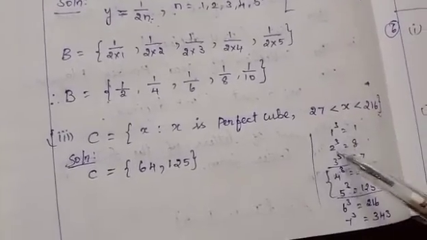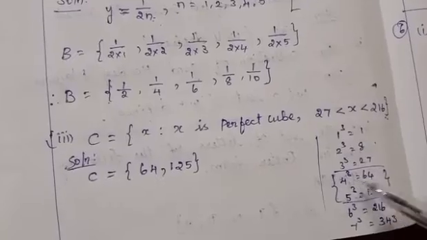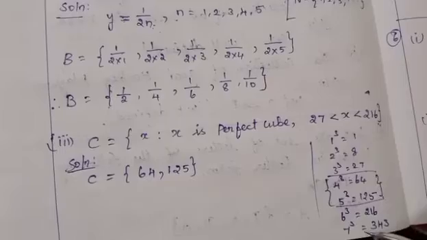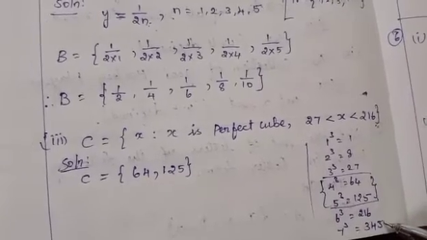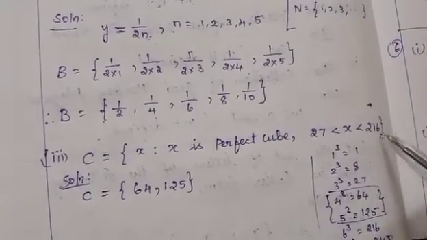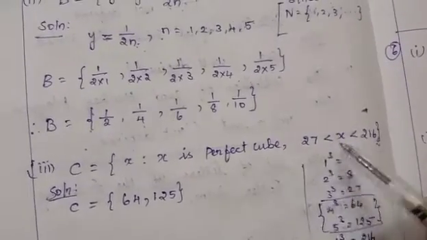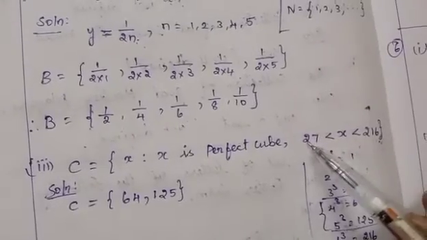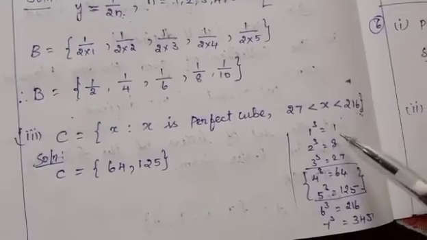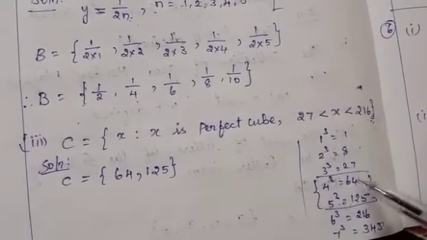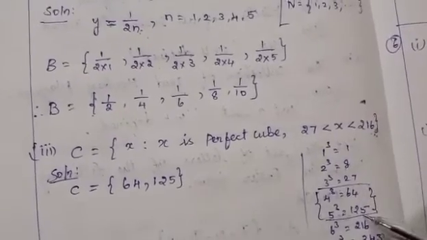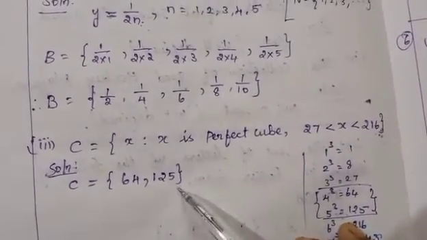1 cube value 1, 2 cube 8, 3 cube 27, 4 cube 64, 5 cube 125, 6 cube 216, 7 cube 343. So the condition is given as 27 less than x less than 216. This x value lies between these two numbers, more than 27, less than 216. So what are the values you have to select here? 64, 125. This is the solution.